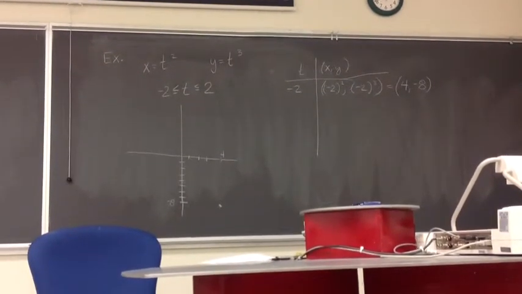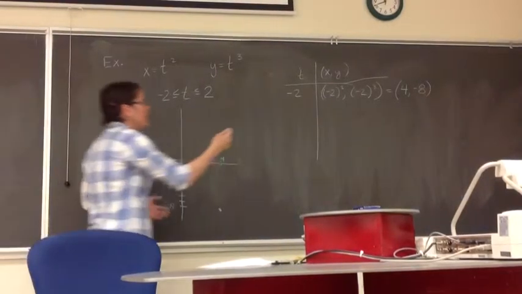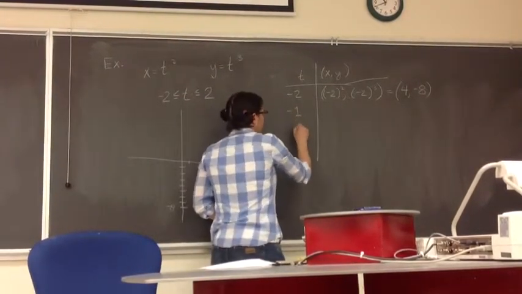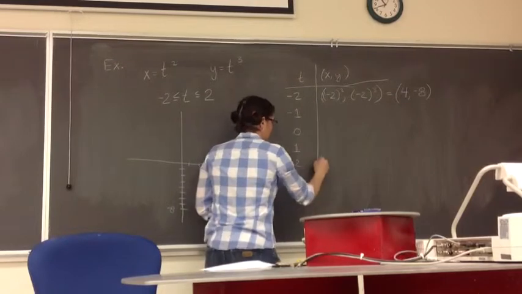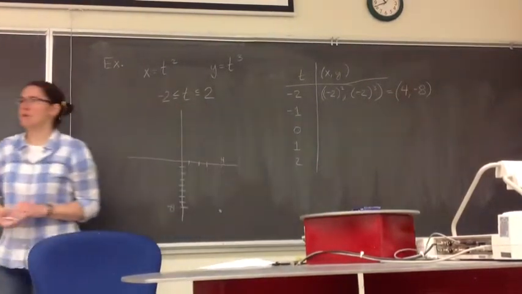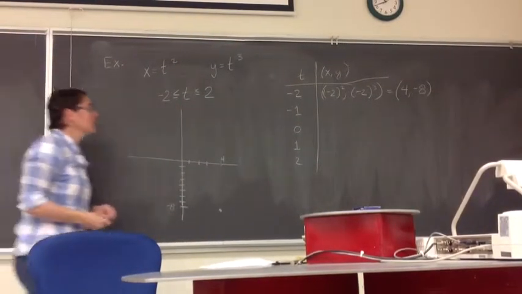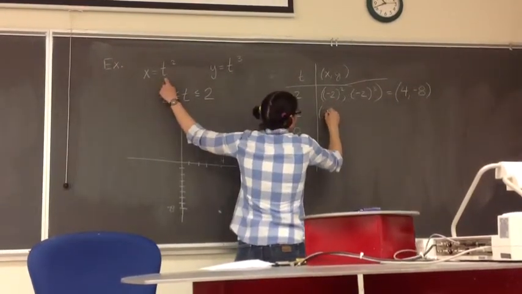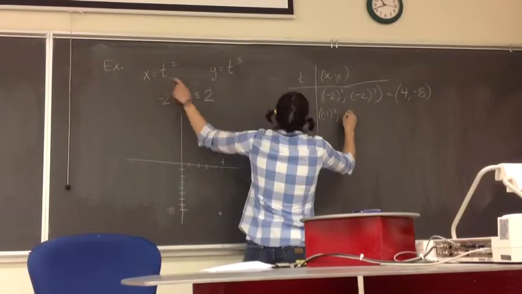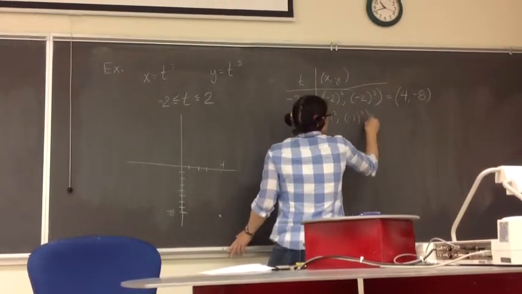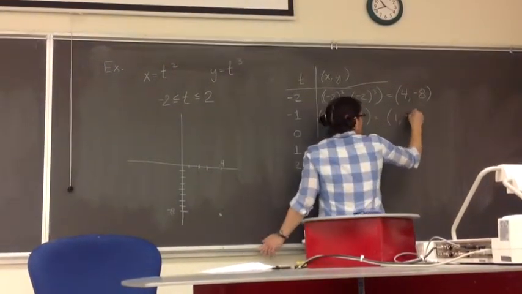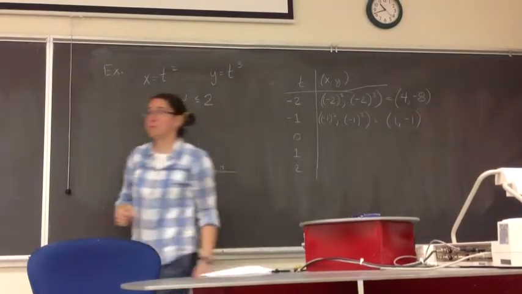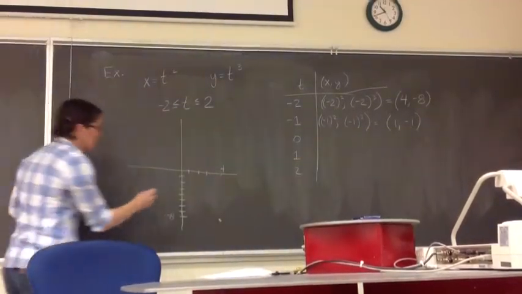All right, I might also plot a couple of other points. So let's make a table here of maybe just the integer values. So we'll look at -2, -1, 0, 1, and 2. And so we'll plug in -1 for the t, so we'll have -1 squared, and then we'll have -1 to the third. And so we end up with 1, comma, -1. And so I can plot that point as well.